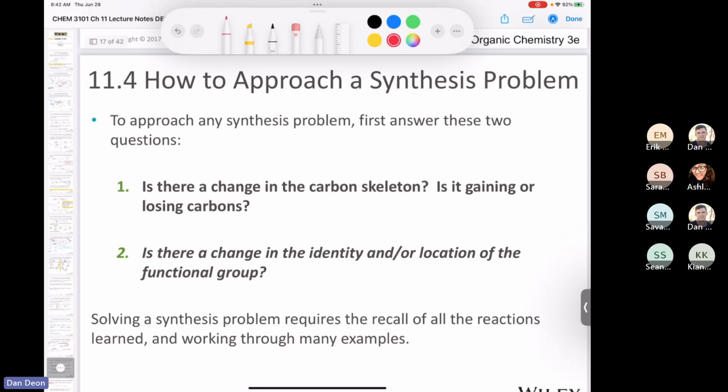So let's take a look at the next section, which is how to approach a synthesis problem. Before you do any of these, the main thing you've got to do is master questions 11.1 and 11.2, the questions that we looked at that had all the reactions from chapter 8 and chapter 9. I'd start there, and they even had a question from chapter 10 squeezed in there too. And then I'd ask, is there a change to the carbon skeleton? Are you adding or removing carbons? Are you moving a functional group around?